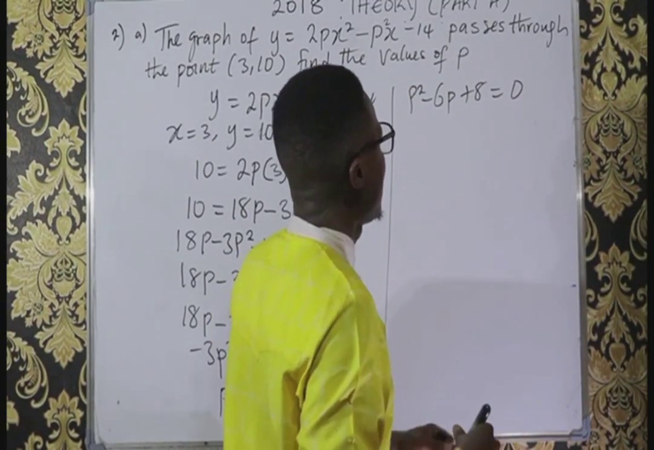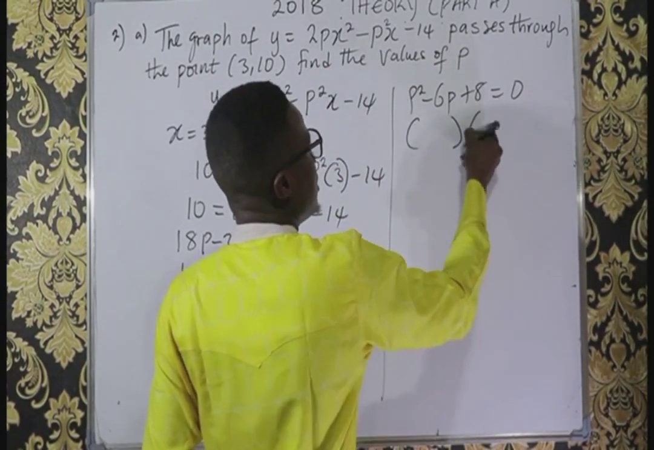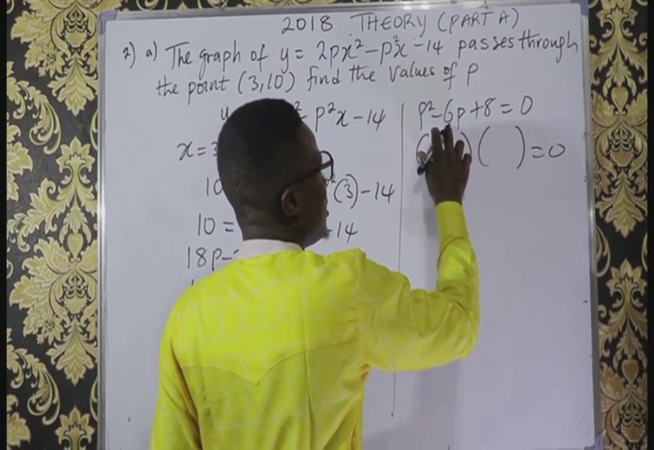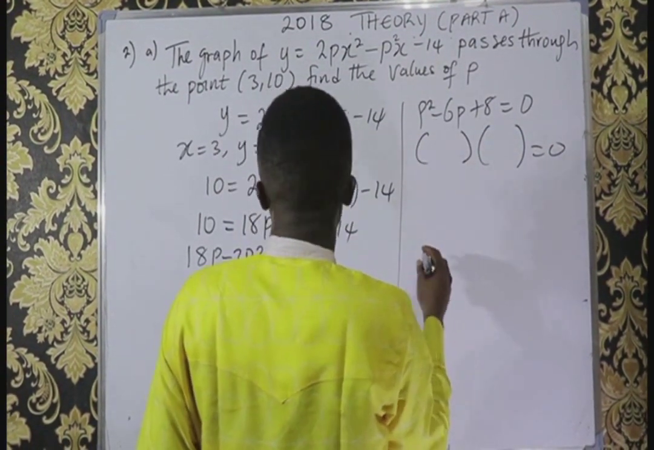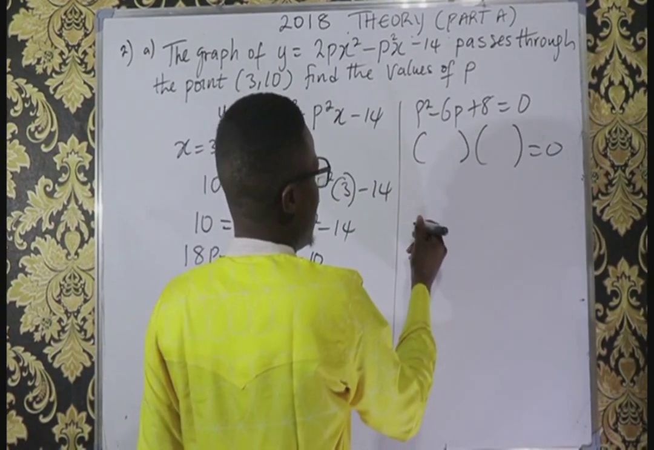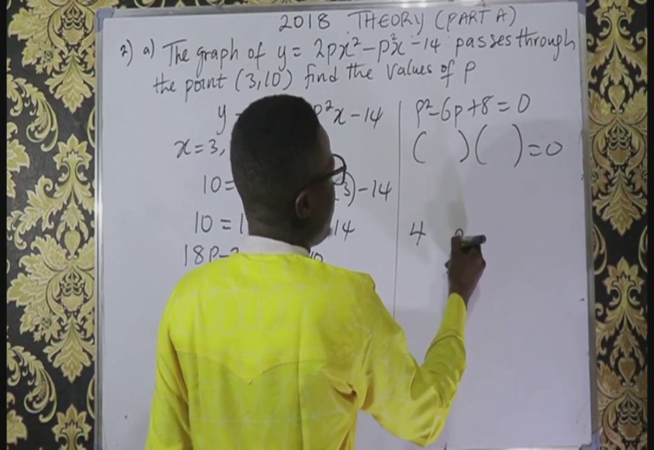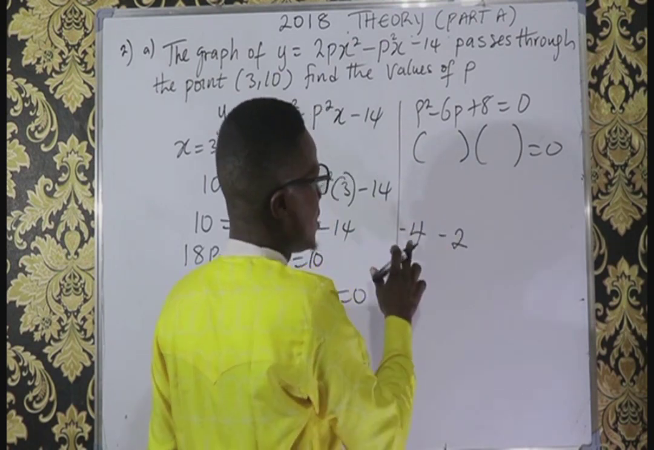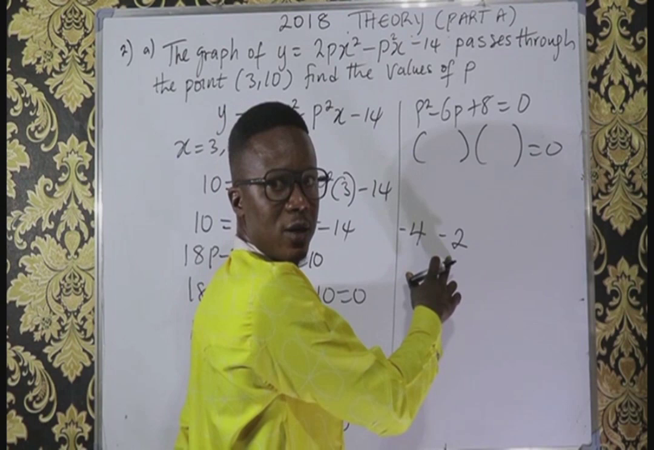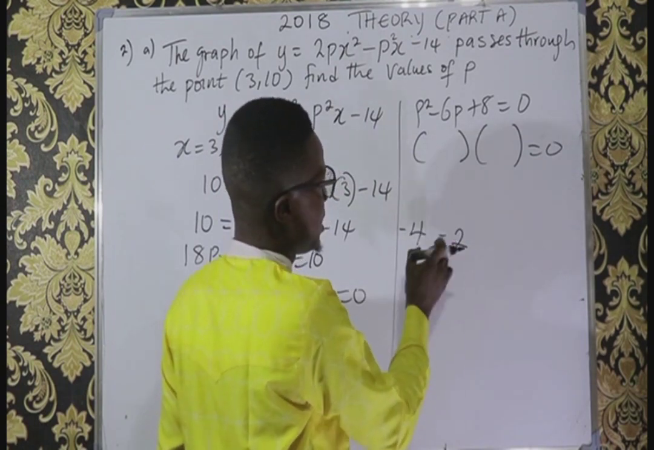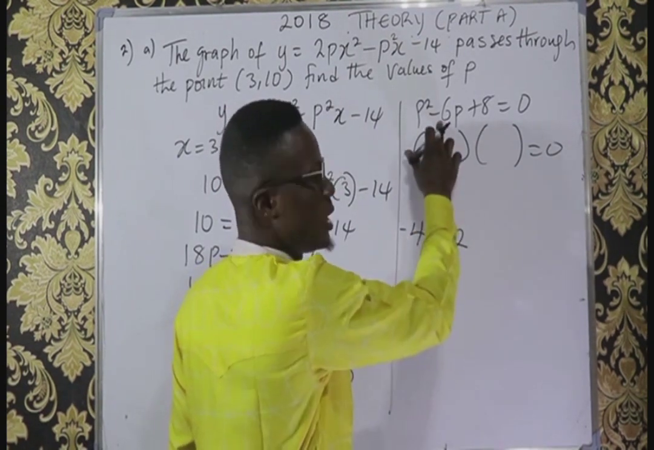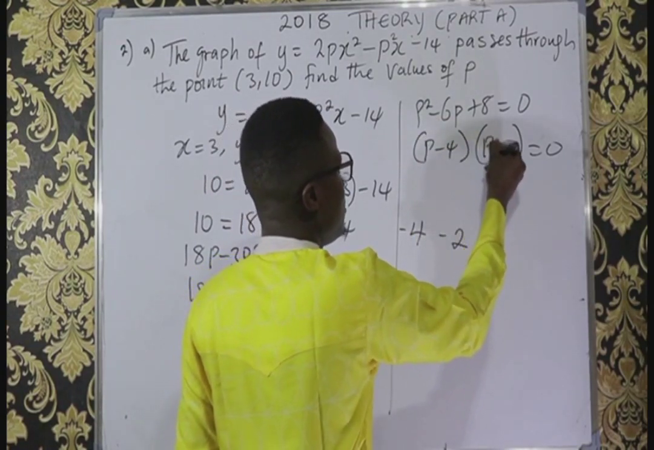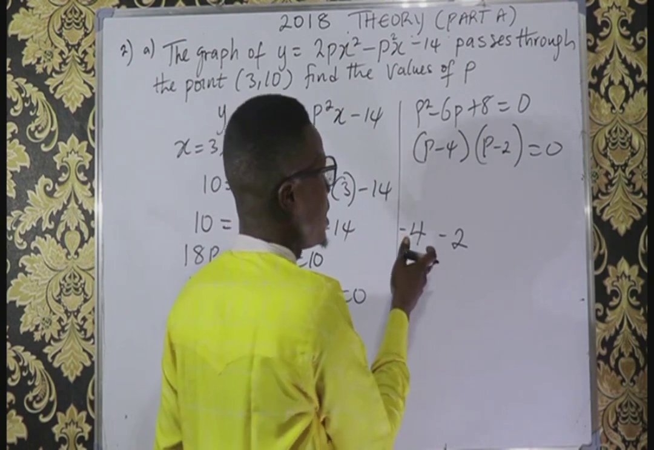You think of two numbers that you will multiply to get 8, and if you add, you get minus 6. The two numbers are 4 and 2. They should be negative because minus 4 times minus 2 will give us plus 8, and minus 4 minus 2 will give us minus 6. So we'll have p minus 4 into p minus 2. This is a shortcut of doing it anyway.